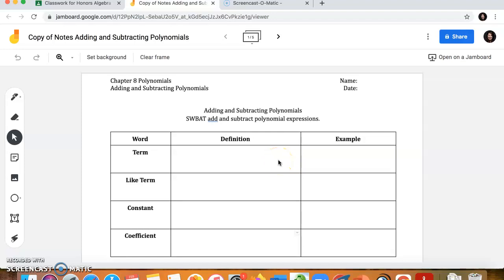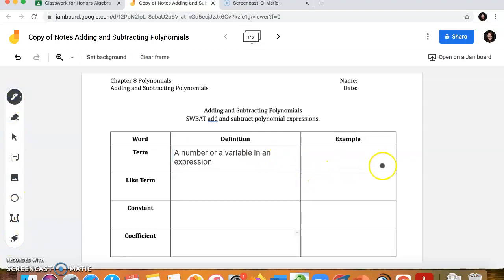We are going to be learning how to add and subtract polynomial expressions during this video, but first I want to go over some vocabulary that we learned in September, but this vocabulary is really important for our current lesson and our current unit. So the first vocabulary word we're going to go over is term. A term is a number or a variable in an expression. And I'll show you what I mean by that. And again, this is going to be a review for a lot of you.